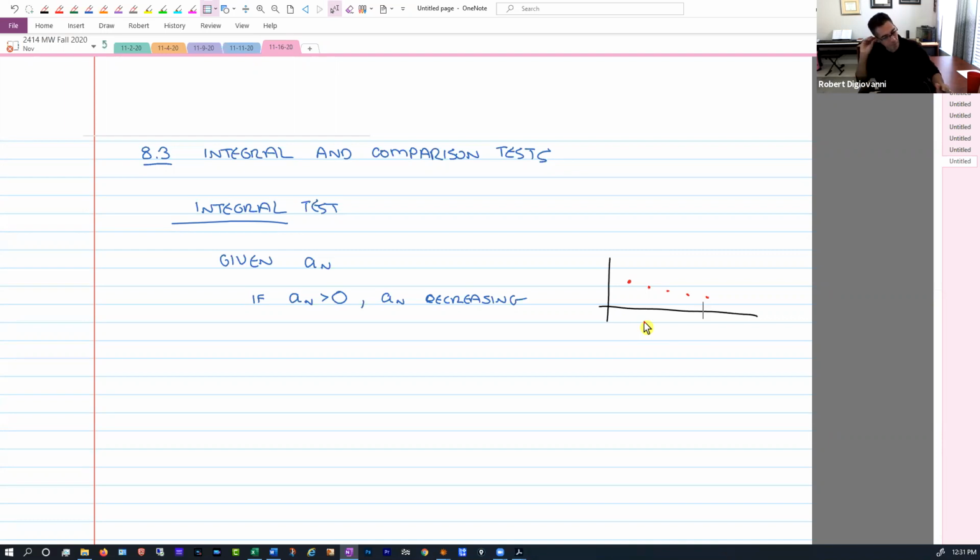This says that here's how the integral test is going to work. We're going to say, let f of n equal a sub n. Further, f of x is the sequence, but on the real numbers.